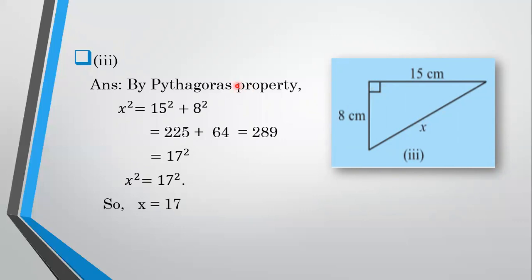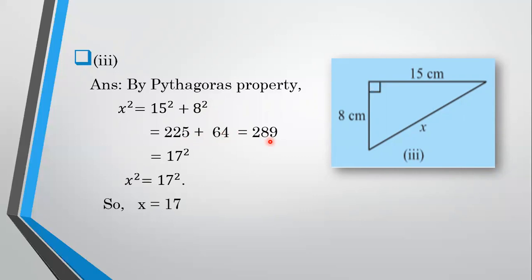By Pythagoras property, x square is equal to sum of the squares of the other two sides, that is 15 square plus 8 square. 15 square, 15 into 15 is 225. Same way we will find out 8 square also. 8 square, 8 into 8 is 64. And on adding 225 and 64, we will get 289. And here again we have to find out the prime factors of 289.